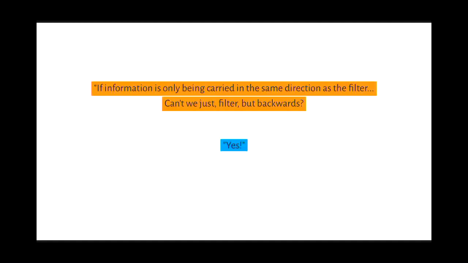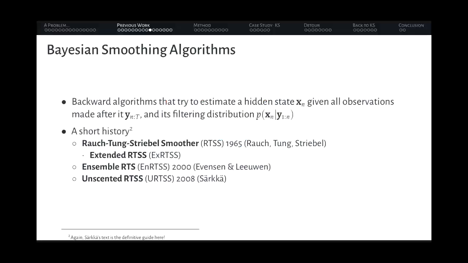The problem is that information is being carried in the same direction as the filter is moving. So if you are only working with the observations you've seen in the past, you're neglecting all the information that's happening in the future. Is there not the possibility that once you've gone forward through the whole time series, you move backwards? The answer is yes, you can do that. It's called smoothing, if you've ever heard of it. Bayesian smoothing algorithms, backwards algorithms, try to estimate the hidden state given all observations made after that point in time, and also the filtering distribution that you computed.